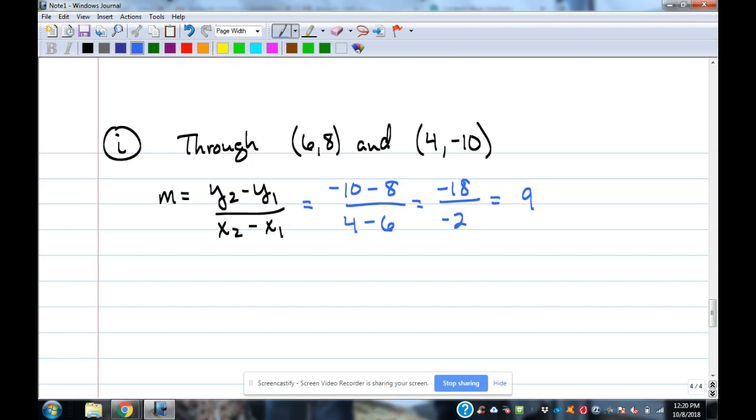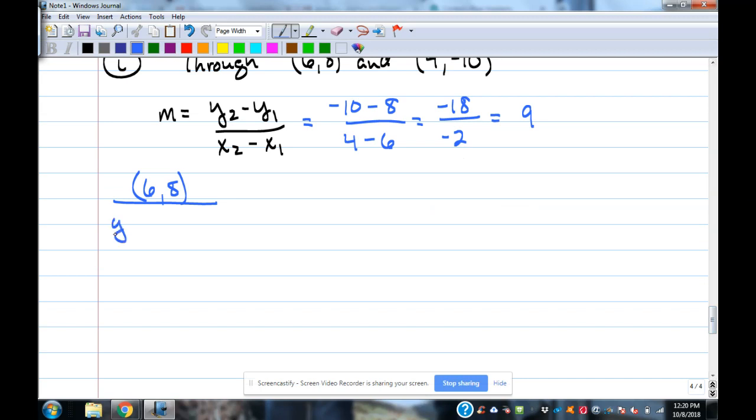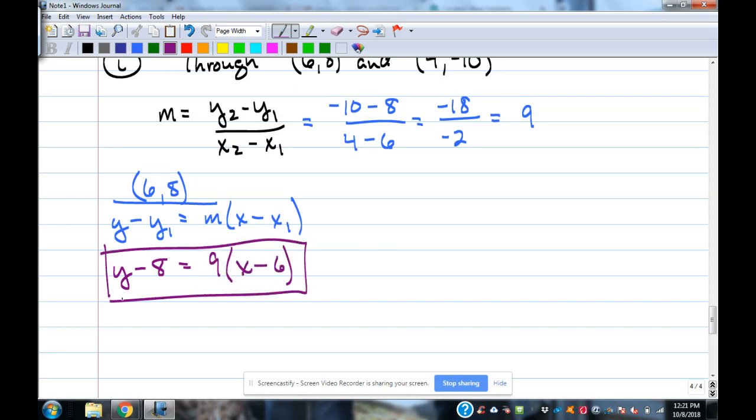Now here's the thing with point slope form. How many ordered pairs do I have up here? 2. So that means I could have 2 different equations for point slope form. Both of them would be correct as long as you put stuff in the right place. If I use the point 6, 8, y minus y1 equals m times x minus x1. Y minus 8 equals 9 parentheses x minus 6.